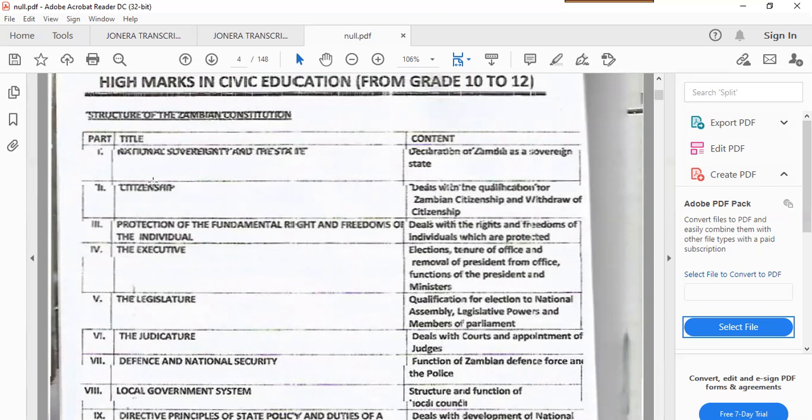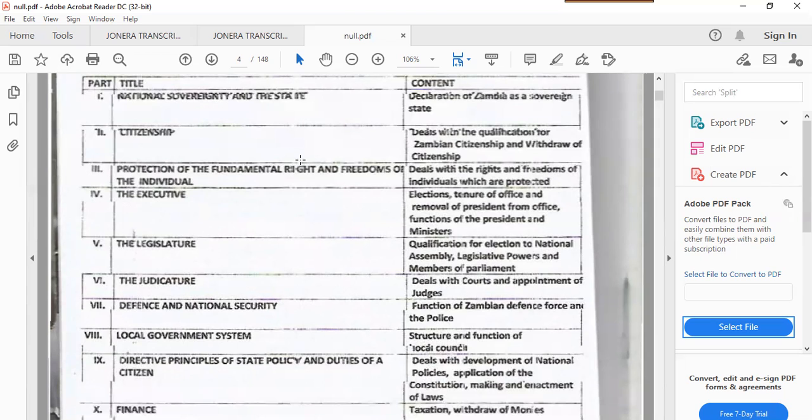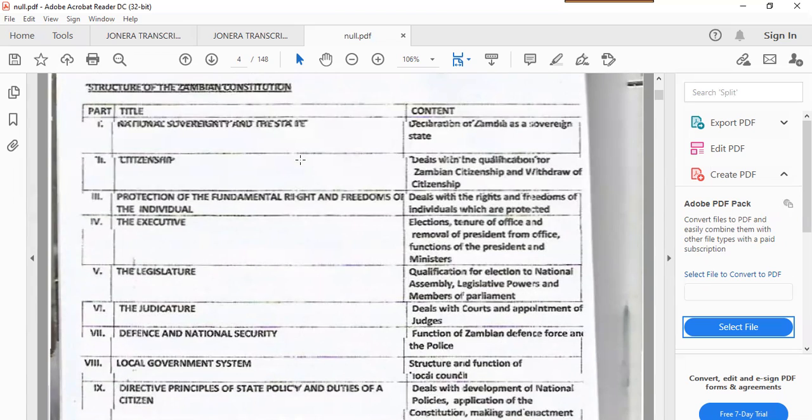So here we have got national sovereignty and the state. So here it deals with the declaration of Zambia as a sovereign state. No one rules us, no foreigners rule us, we rule ourselves. Citizenship is another form of structure. So number one, Zambia is a foreign state.